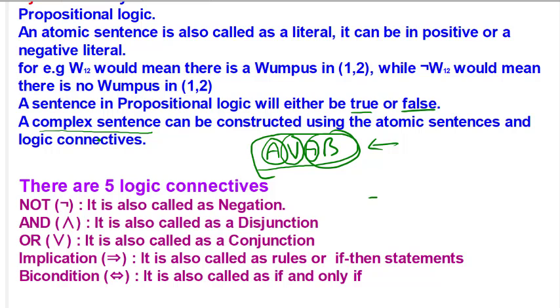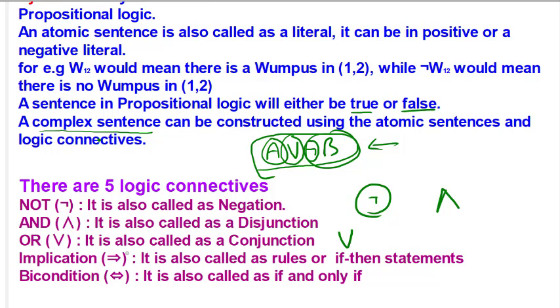It is denoted by this symbol, negation. Then we have and. This is the symbol for and. It is also called a disjunction. Then we have or. This is the symbol for or. It is also called the conjunction.